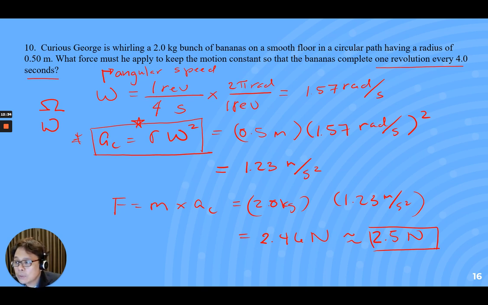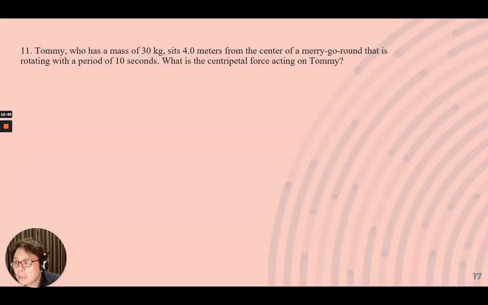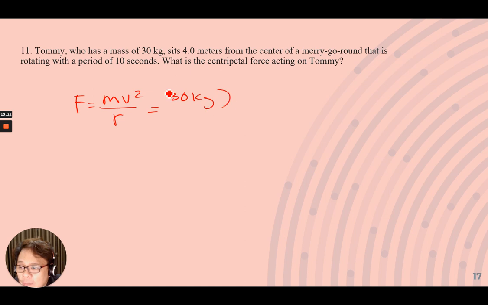Okay, let's go to number 11. Tommy, who has a mass of 30 kilograms, sits 4.0 meters from the center of a merry-go-round that is rotating with a period of 10 seconds. So that's the time that's given. What is the centripetal force acting on Tommy? We use the formula again. F is equal to m v squared over r. The mass is 30 kilograms, the mass of Tommy.